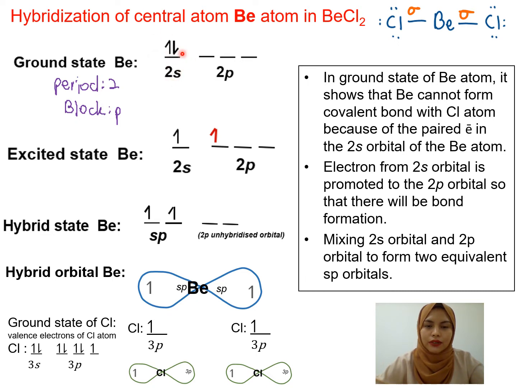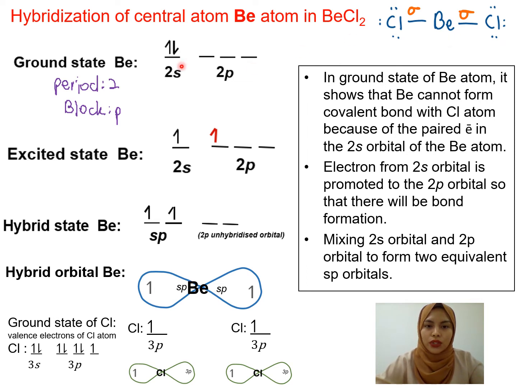So now when you fill electrons only up to 2s, this is a completely filled orbital, okay, because it is paired. Whereas if you look at the Lewis structure of BeCl2, it has to form two single bonds, two sigma bonds with Cl. Therefore, Be must have two single electrons.